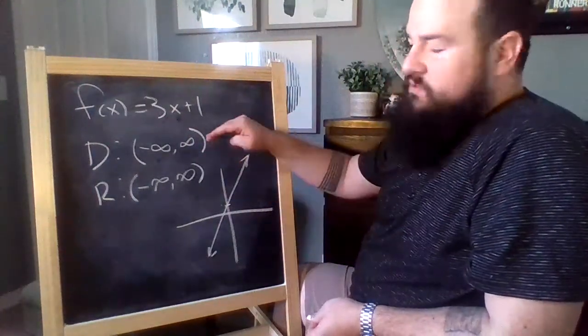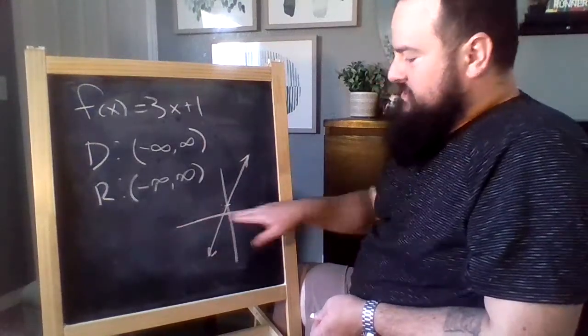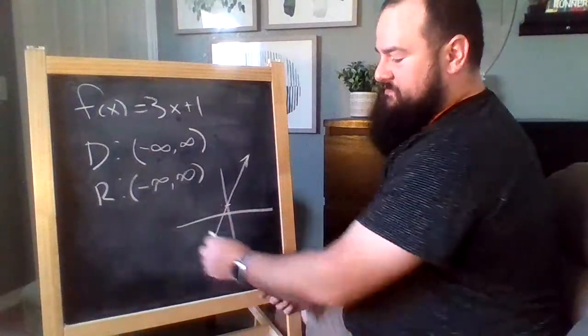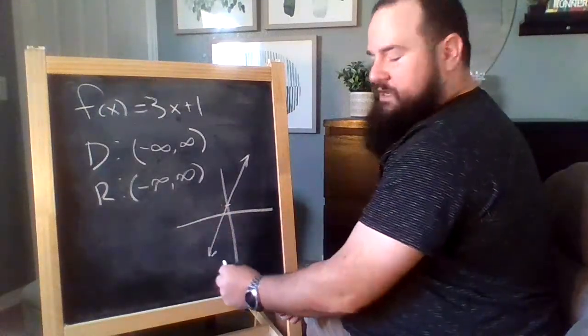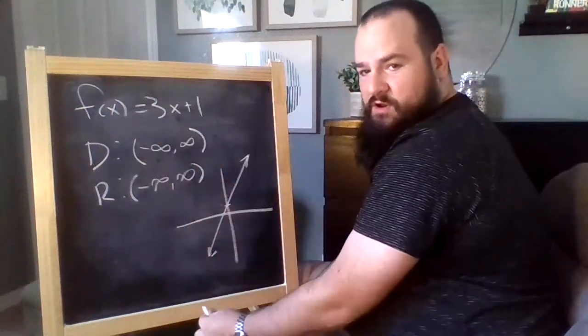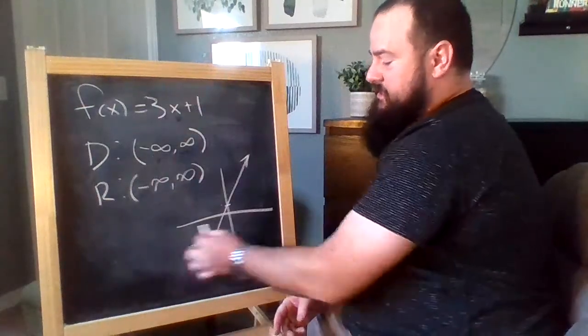Now, remember, domain is our inputs, right? Our inputs are on our horizontal axis. So if we look at this, is there any horizontal spot, any tick mark on here, that would not work? Every tick mark you can find, go along a vertical line of that tick mark, you can find a point on this function, right? All of them.